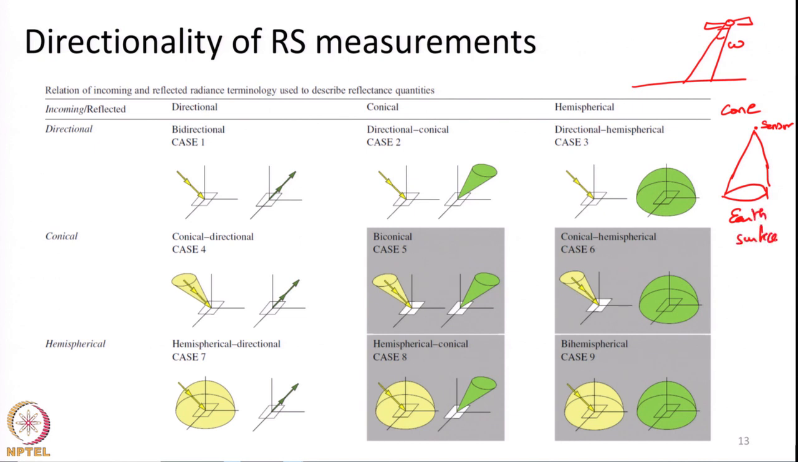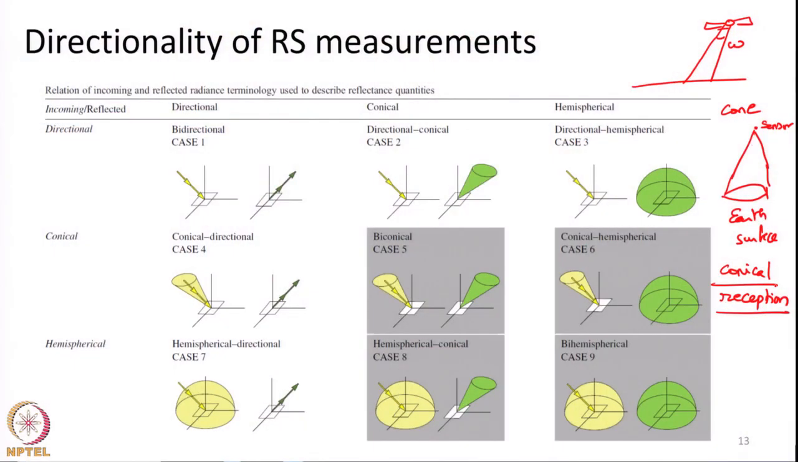This suggests that most of the measurements we do with any remote sensing sensors essentially have the form of a conical reception. Conical reception means the sensor will be collecting energy that is coming out from that particular cone, that is, that solid angle, as we defined it, which is like a cone. Whatever energy is there within the cone will reach the sensor. That is explained in the case here where the reflected energy is conical. This is most likely an example of remote sensing systems.